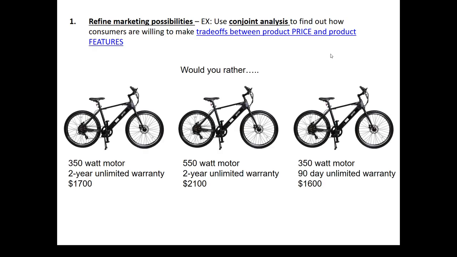Imagine you or someone that you care about is in the market for an electric bike. Which of the following 3 options would you prefer? In all cases, every other feature about the bike is exactly the same amongst the 3, except for the ones that you see below. Would you prefer the one in the middle that has the longest lasting motor but costs the most money? Or would you prefer the one on the right that has the cheapest price, but it also has a very short warranty?